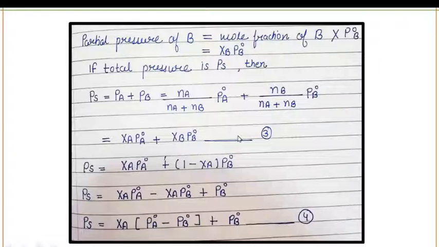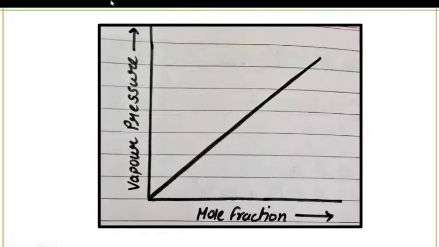Okay, and you know it very well, the mole fractions of two different liquids that make a solution will add up to 1. So XA plus XB will be equal to 1. Now, the graph between vapor pressure and mole fraction will be a straight line. You have to memorize this point. This is very important, guys.